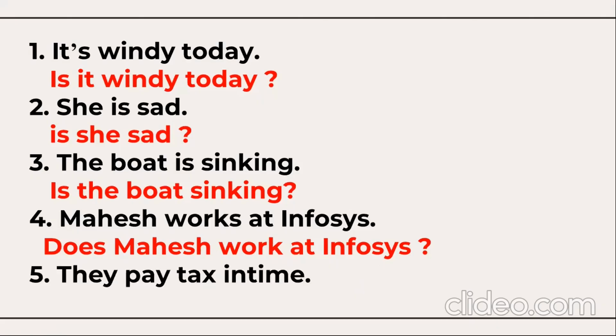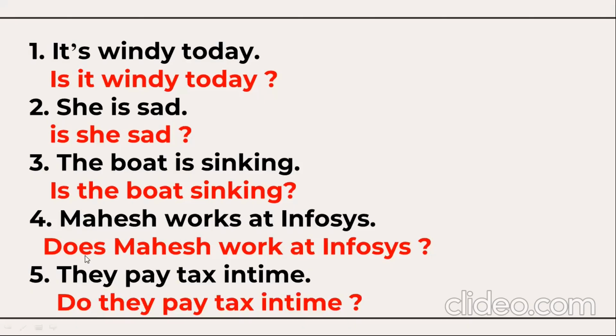They pay tax in time. Which is the main verb here? Pay is the main verb and the subject is plural. Subject verb agreement says that when the subject is plural, there is no need for an extra s or es in simple present tense. So which is the hidden helping verb here? Do is the hidden helping verb. In the previous one, works, does was hidden, with the extra s or es in simple present tense. Here do is the hidden helping verb. This is how we say: do they pay tax in time?